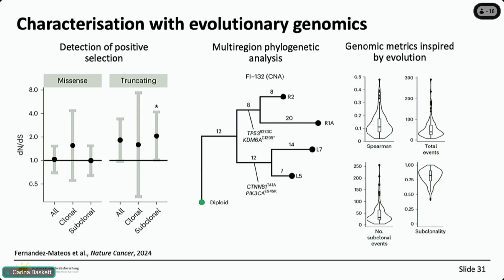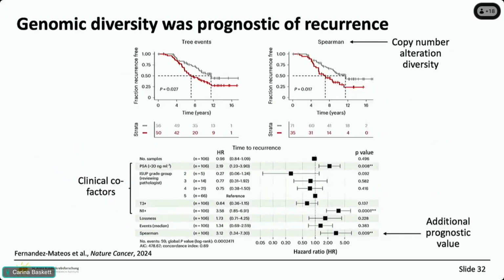And then we asked, okay, what does this mean in terms of patient outcome? And on the top, you can see two univariate analysis Kaplan-Meier curves for the number of events that we saw in the phylogenetic tree and also the copy number diversity, essentially.